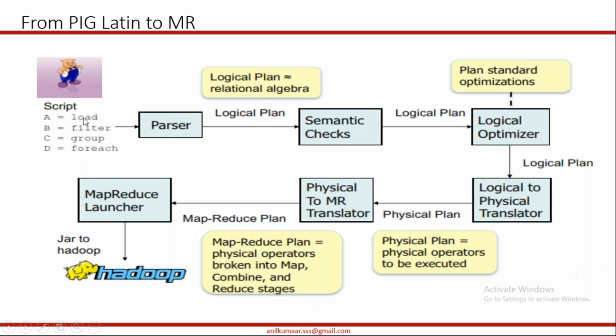Here you can see our script reaching the parser, doing the logical plan, verifying everything in a semantic verification, right? Then it goes through a logical optimization internally. The logical plan will be created, and after that the physical plan. Then this goes to the MR translator. Finally, a jar will be created which runs on top of Hadoop. That's what happens.